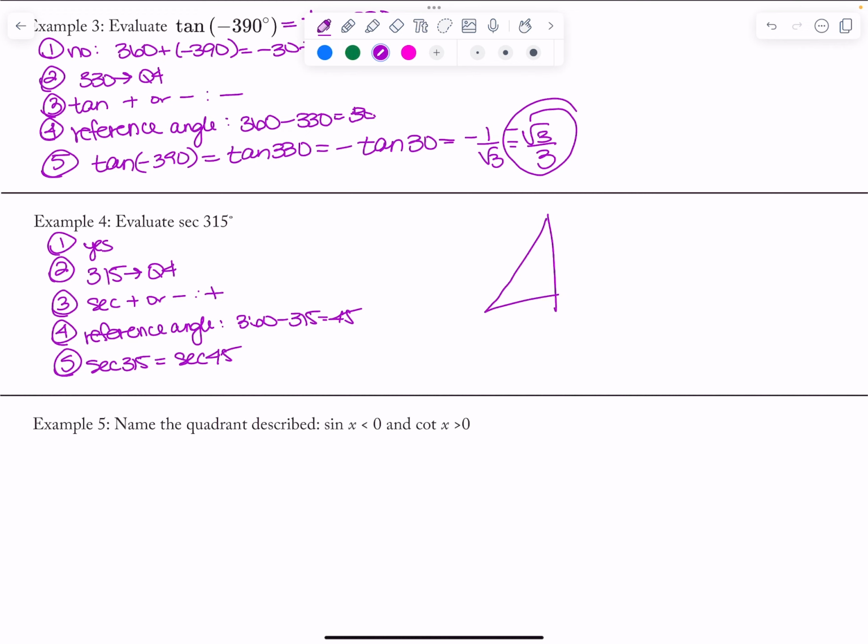We have a 45, 45, 90 triangle. You might not need to write them because you might be able to remember them. And my secant is root 2 over 1, which is just the square root of 2.